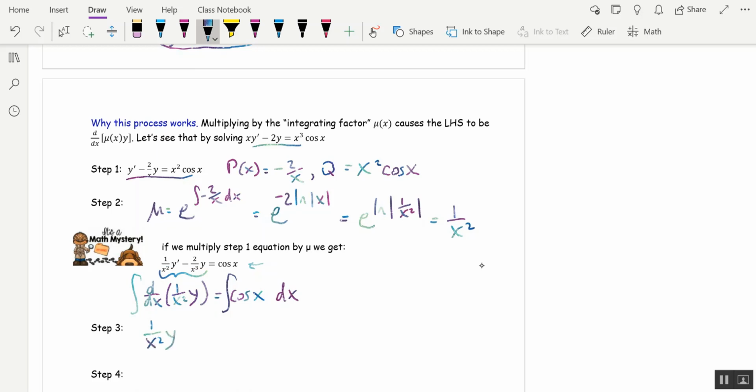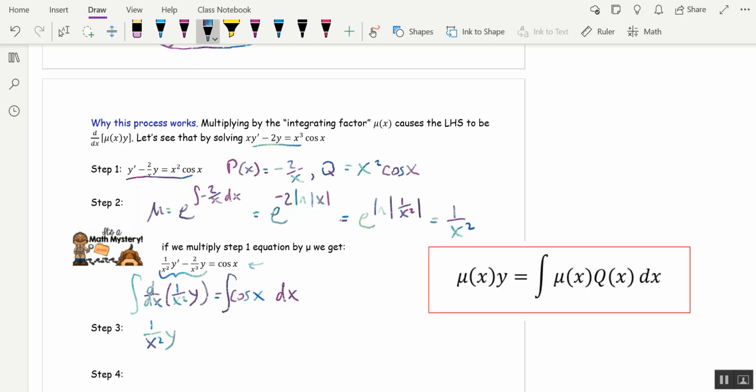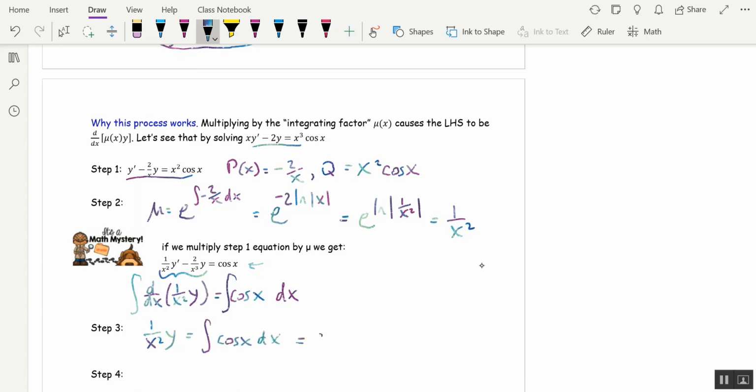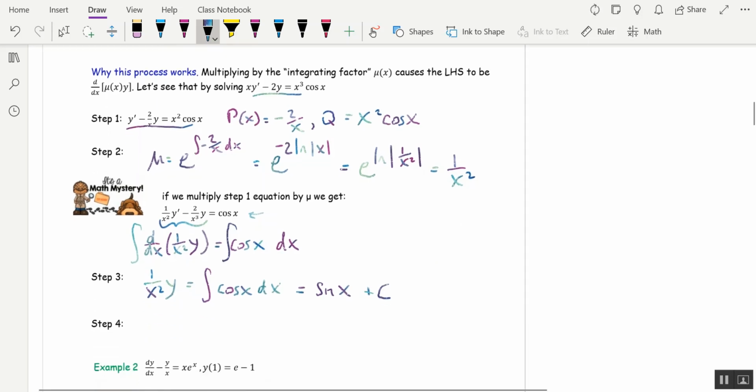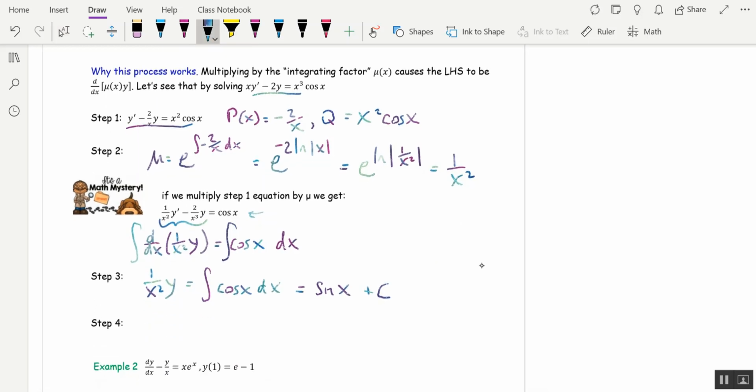So you don't have to do that every time, because that's why we do this. So you can jump straight to step 3. Mu times y is the integral of cos x dx, which is sine x plus c. And then step 4, in this case, I'm going to multiply both sides by x squared. So y is x squared sine x plus x squared c.